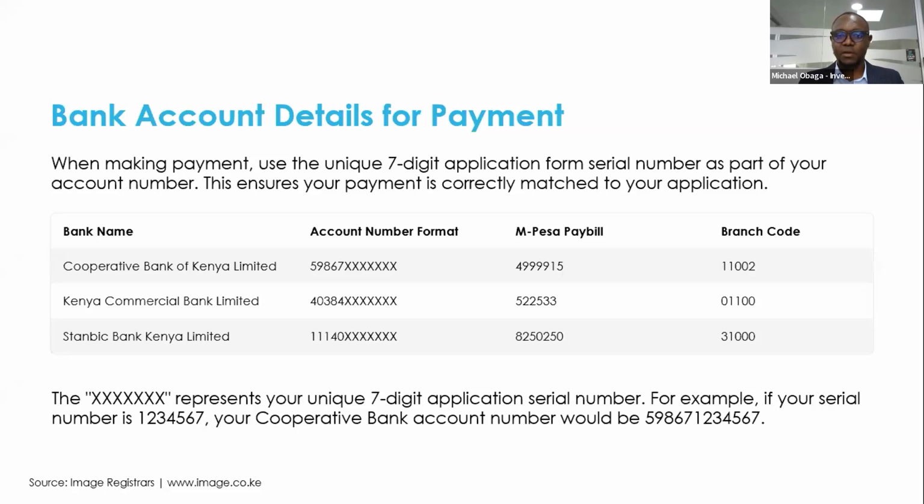If it's Cooperative Bank, you'll get 59867, and then you input the unique 7-digit application serial number. In case it's KCB, it should be 40384, and the serial number should also be included, and then you can pay via M-Pesa if it's an M-Pesa application, and that's how it should appear.